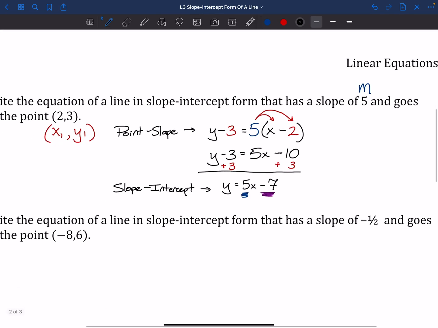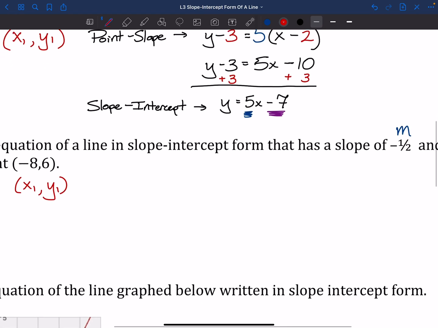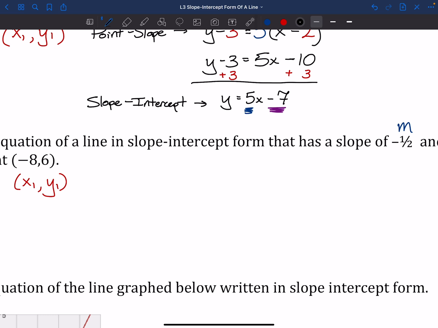This next one's pretty darn similar. If you're feeling pretty confident with it, your slope is -1/2, your point is -8, 6 for your x1, y1, go ahead and give it a shot. If you're back with us, or if you just wanted to talk through it together, either way is fine.